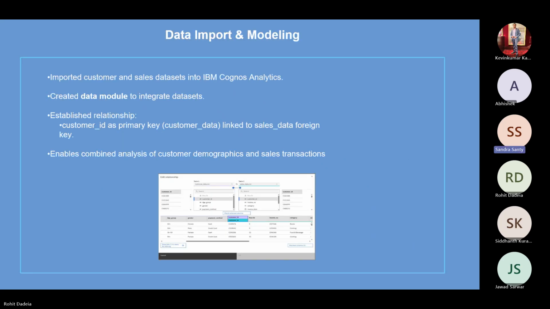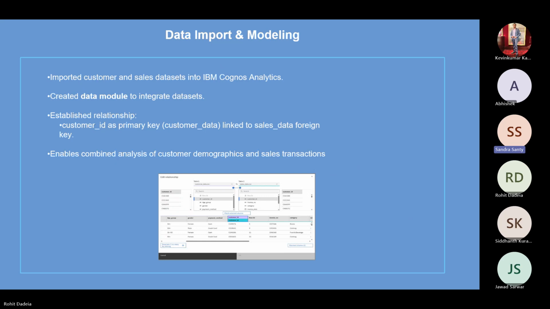Moving on to data import and modeling. So we imported both the data sets into IBM Cognos and connected them using customer ID as the linking key. This allowed us to combine sales transactions with the demographic details for a more complete view.